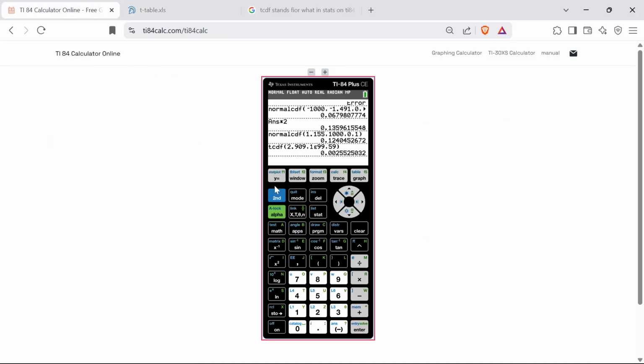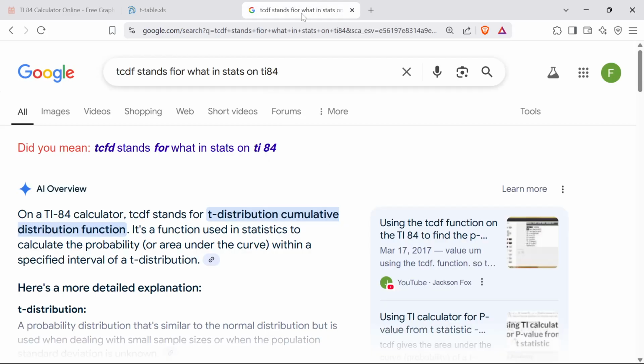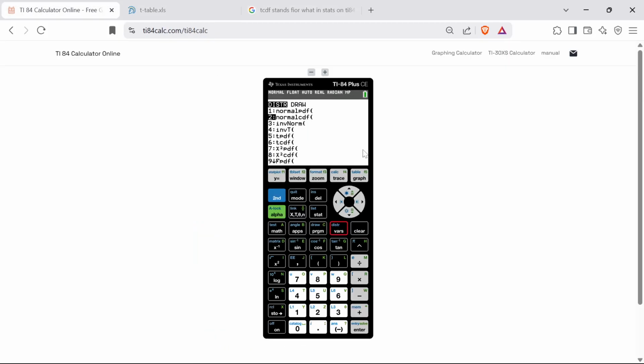I'm going to use second Vars, and when it says normal, whoops, what happened? Let me clear it, I went to the wrong place. Second Vars, I go down, what's going on here? Okay, there it is. Normal cumulative. Oh gosh, I always forget what this is. Normal cumulative distribution function. I don't know why I can't remember that. And then I'll enter it.